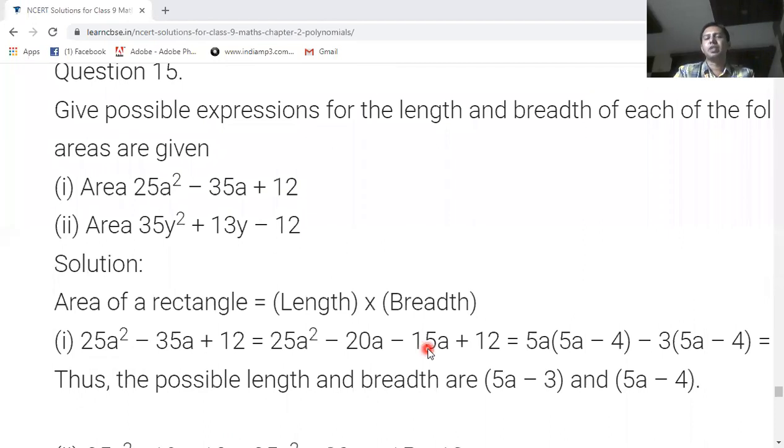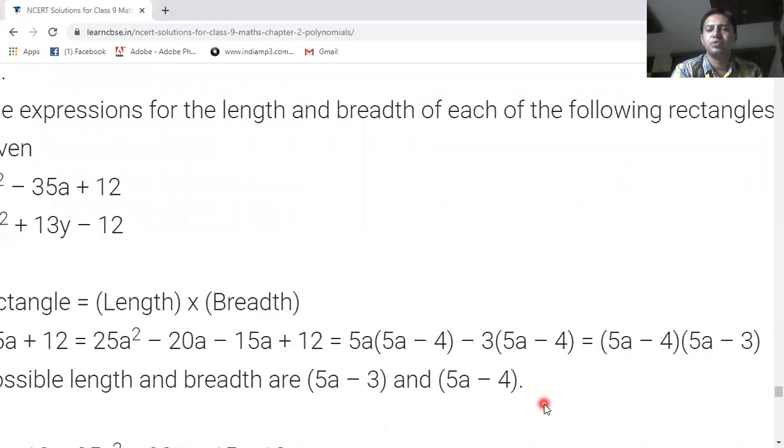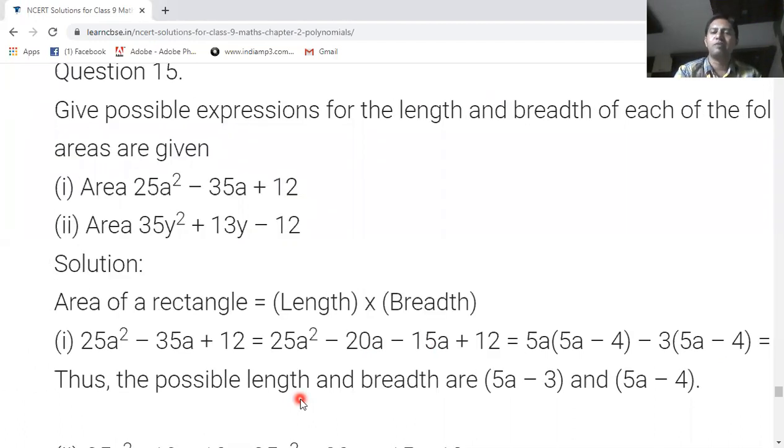Now we'll take 5a common from the first two terms, left with 5a minus 4, and minus 3 common from the last two terms, we'll be left with 5a minus 4. Now we can take 5a minus 4 common. This will give you 5a minus 4 into 5a minus 3. That is, possible expressions for length and breadth are 5a minus 3 and 5a minus 4. If length is 5a minus 3, breadth will be 5a minus 4. If length is 5a minus 4, breadth will be 5a minus 3, irrespective of order.